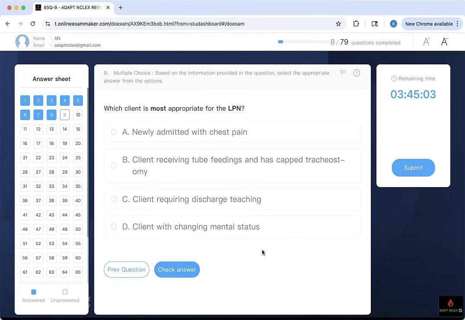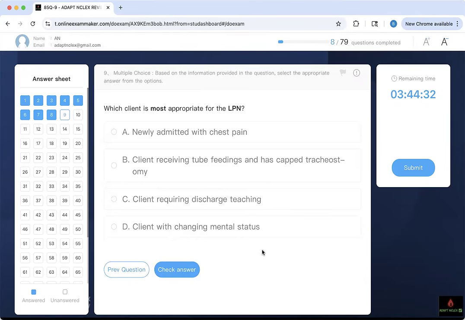Same strategy. Which client is most appropriate for the LPN? A newly admitted client with chest pain. Do you think we should give that patient to an LPN? A client receiving tube feeding and has a capped tracheostomy. That means the tracheostomy is covered. A client requiring discharge teaching. Is that appropriate for the LPN? A client with changing mental status. Who do you think is appropriate? Pause the video, pick your answer, and let me know.